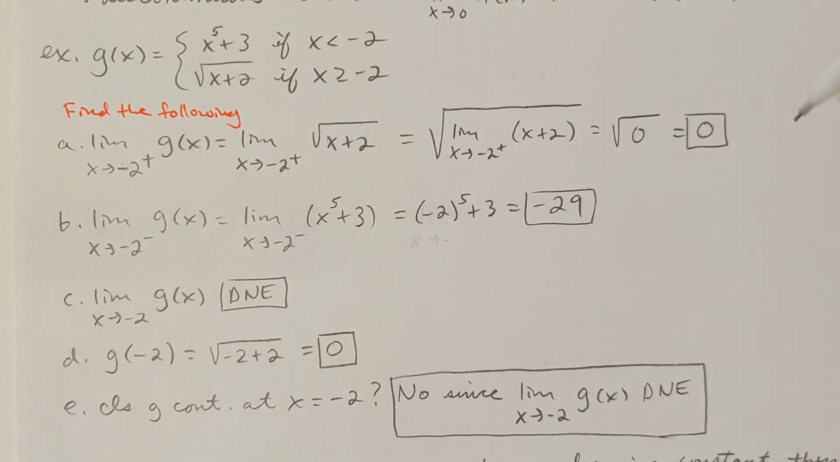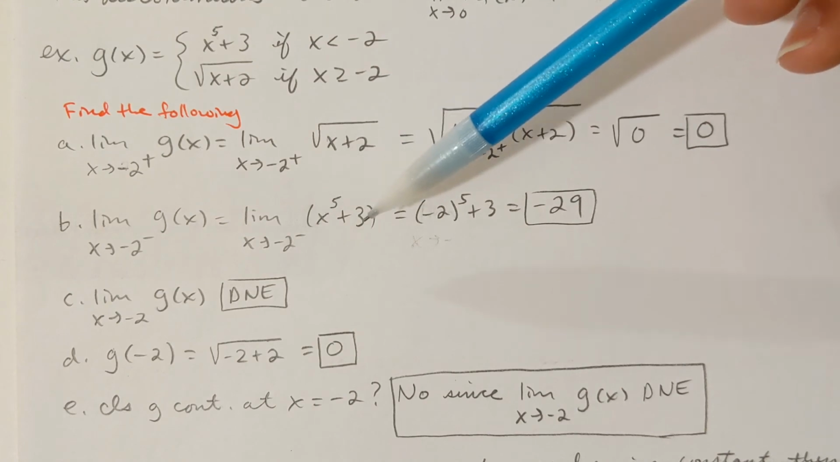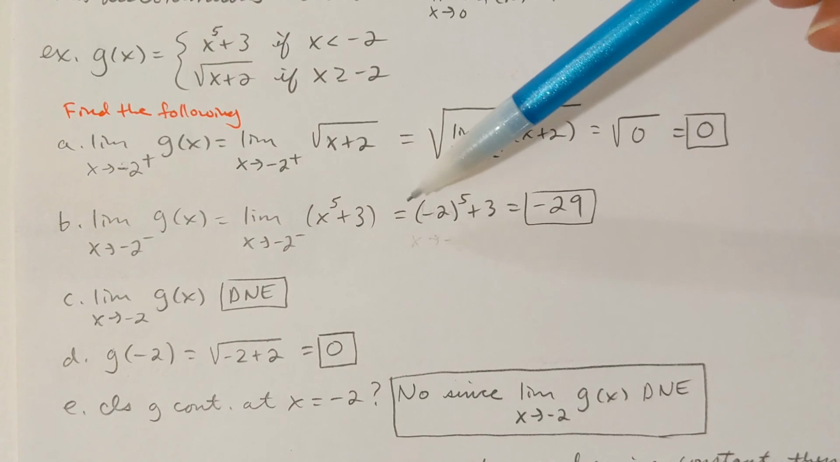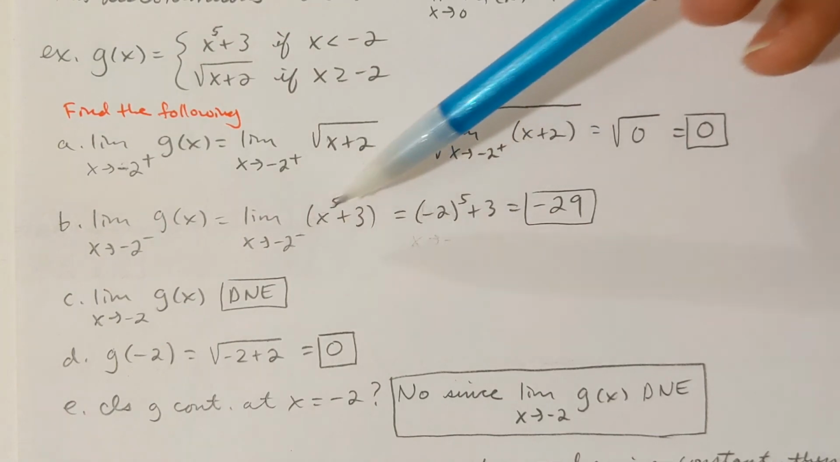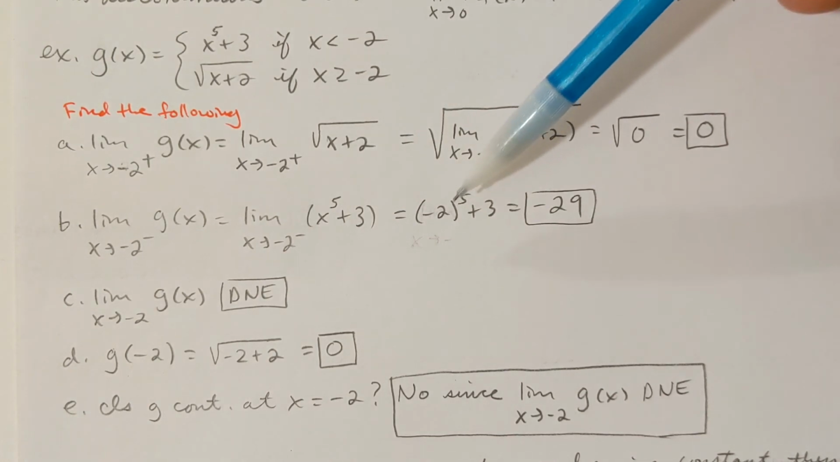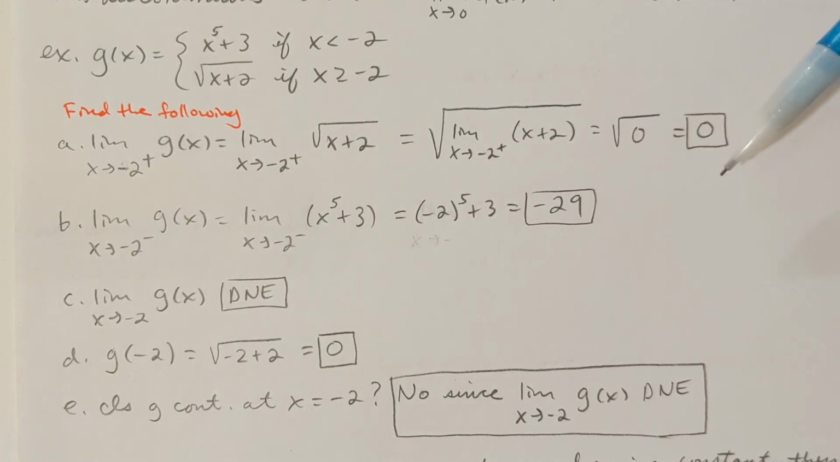Okay, how about part B? The limit as x approaches -2 from the left of g of x. Well, if I'm on the left side of -2, that means I'm using piece 1, right? Because x is less than -2 there. So where I see the function inside the limit, I'm going to replace that with piece 1. And again, I can make a direct substitution and lose the limit notation, okay, because -2 is in the domain here. -2 to the 5th would be -32 plus 3 is -29.